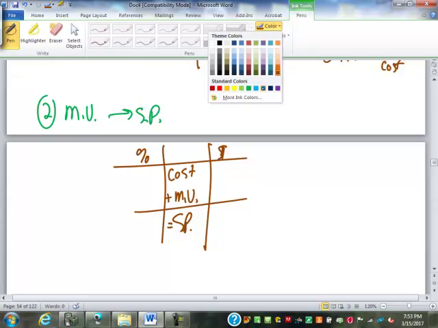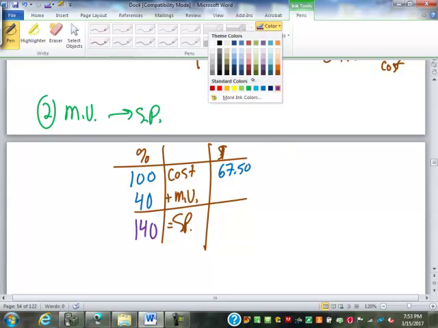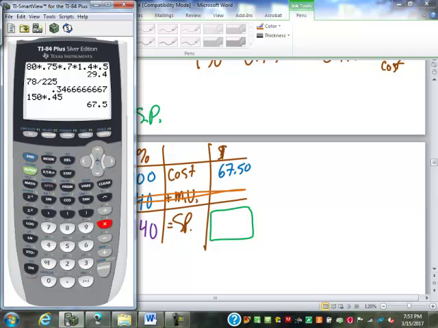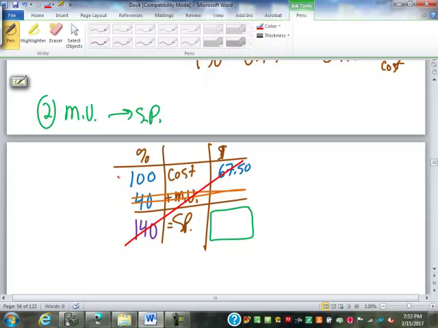Cost plus markup equals selling price. We know our cost is $67.50. We know our required markup was 40, right? And that was markup on cost, so 100 goes in the cost. Selling price would be 140. We want to know, of course, the total selling price right here. So we can disregard that middle row. At $94.50 after we cross multiply. 140 times 67.50 divided by 100. This $94.50 is that total selling price.